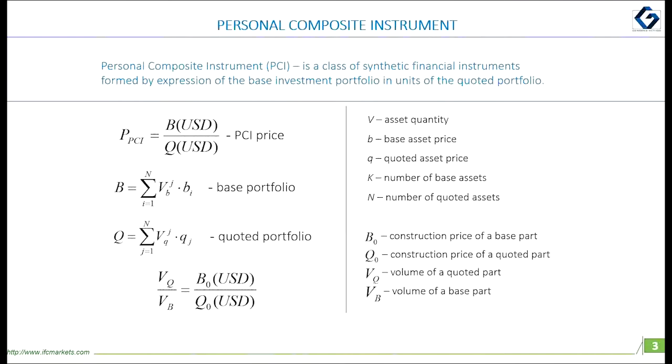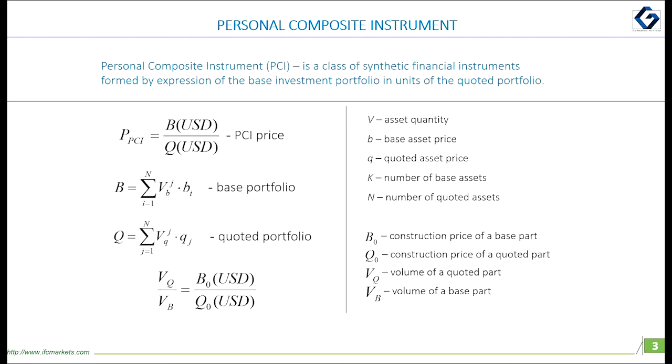First of all, let's introduce the concept of a personal composite instrument, or PCI. According to the official definition of IFC markets, PCI is a class of synthetic financial instruments formed by the expression of the base investment portfolio in units of the quoted portfolio. According to Reuters Financial Glossary, a synthetic financial instrument is an artificially created investment vehicle intended to meet requirements not met by existing conventional instruments. For example, they may be designed to reduce risk, to increase diversification, or to offer a higher return.